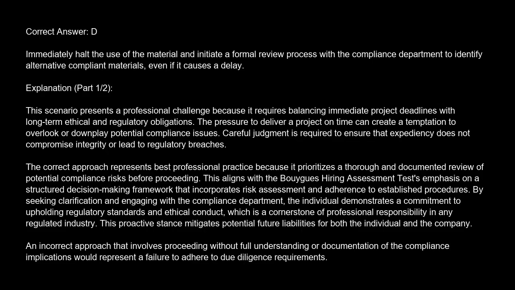The correct answer is D. Immediately halt the use of the material and initiate a formal review process with the compliance department to identify alternative compliant materials, even if it causes a delay. Explanation. This scenario presents a professional challenge because it requires balancing immediate project deadlines with long-term ethical and regulatory obligations. The pressure to deliver a project on time can create a temptation to overlook or downplay potential compliance issues. Careful judgment is required to ensure that expediency does not compromise integrity or lead to regulatory breaches.